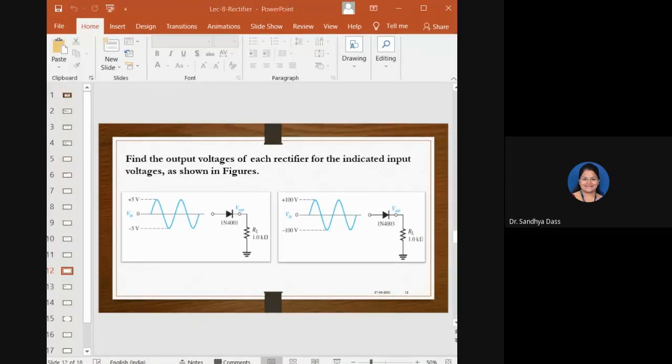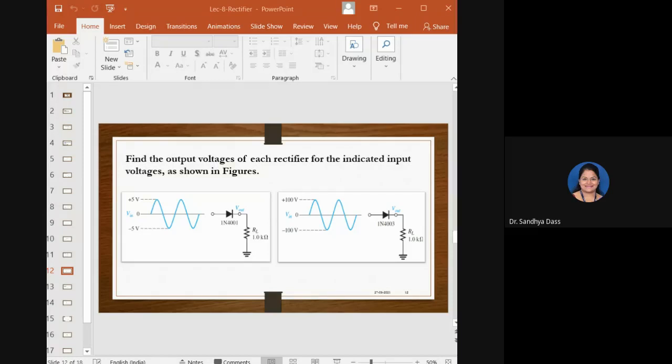Okay, let's move on. You have observed that the answer is 4.3 and 99.3, right? So what do you understand? Should we neglect this barrier potential 0.7, which is a very small number? If you observe from both the examples, 100 minus 0.7, the output voltage was 99.3, and 5 minus 0.7, the output was 4.3, right?